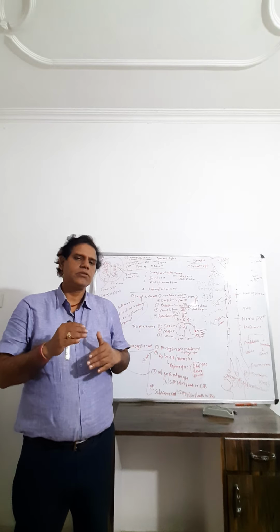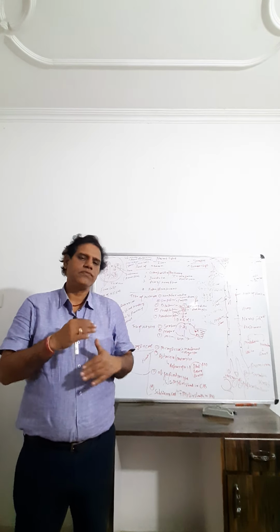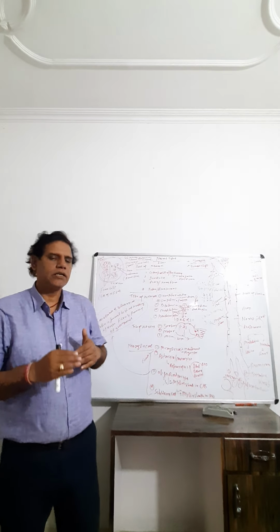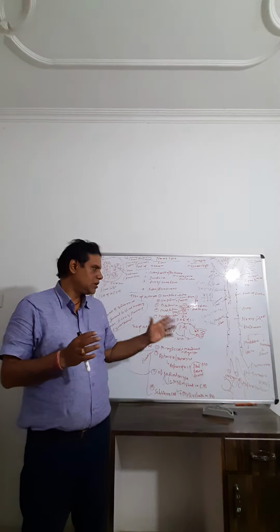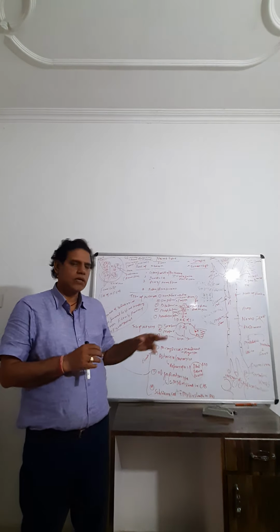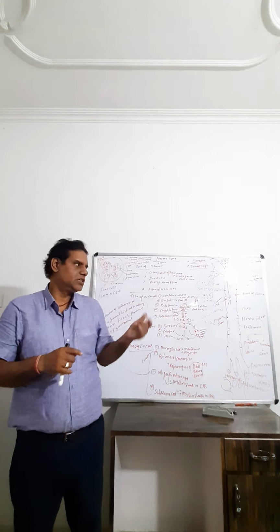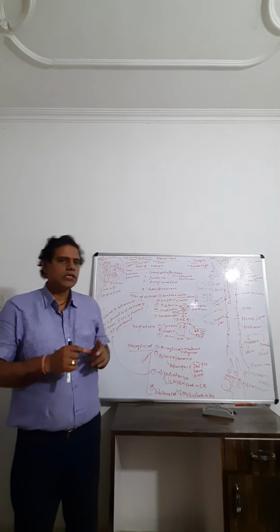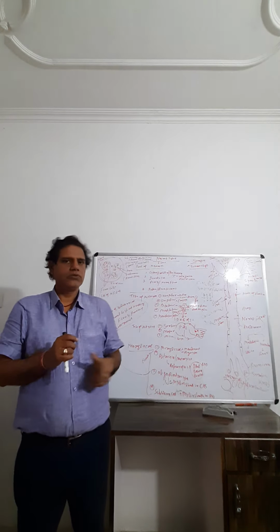Myelinated nerve fiber means myelin is present, and myelin is made up of lipids, so it is white in nature. And non-myelinated nerve fiber is grey. So two types of nerve fiber: myelinated, which is white, and non-myelinated, which is grey. And the unit of nervous tissue is the neuron. So this is the structure of a neuron.